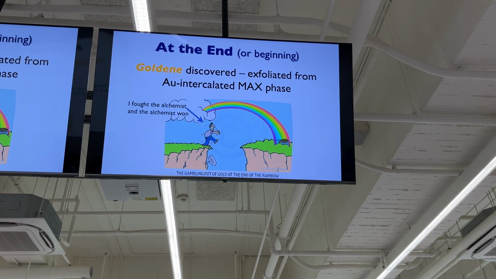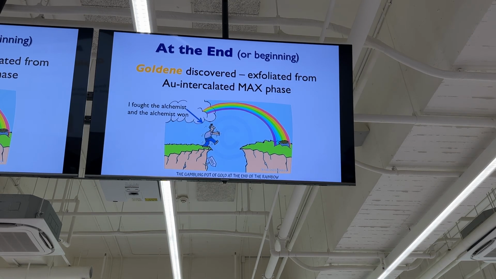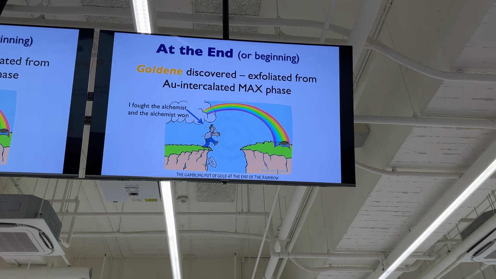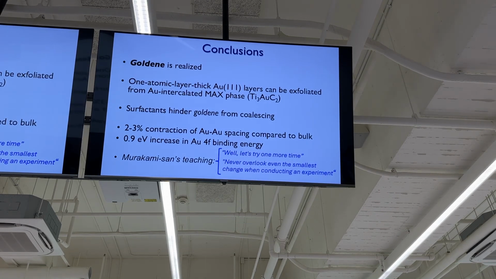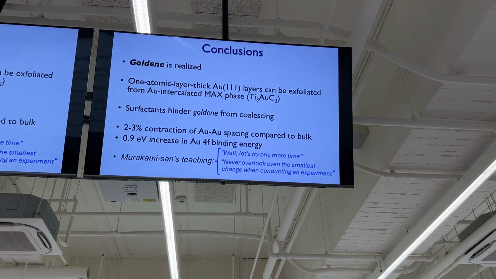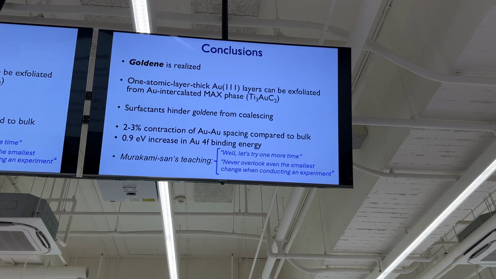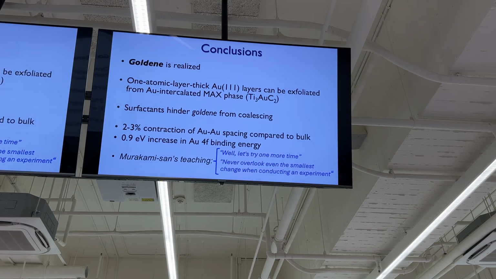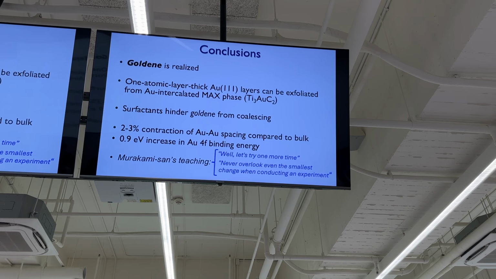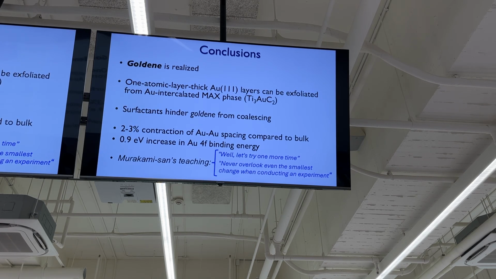I didn't think this was possible, but it became possible when I hired a postdoc who is a materials chemist and knows etching. The conclusion is that goldene exists. It is one atomic layer thick, 111 oriented gold. Surfactants could be useful to hinder goldene from coalescing. You have up to 3% contraction in lattice spacing compared to bulk, and also a 0.9 electron volt decrease in the binding energy for the electrons.